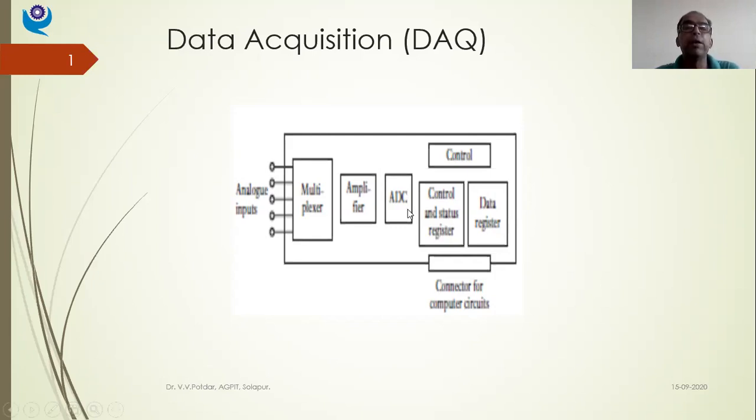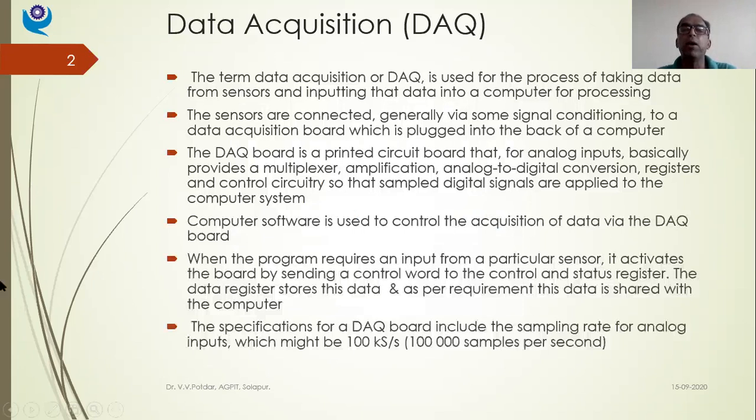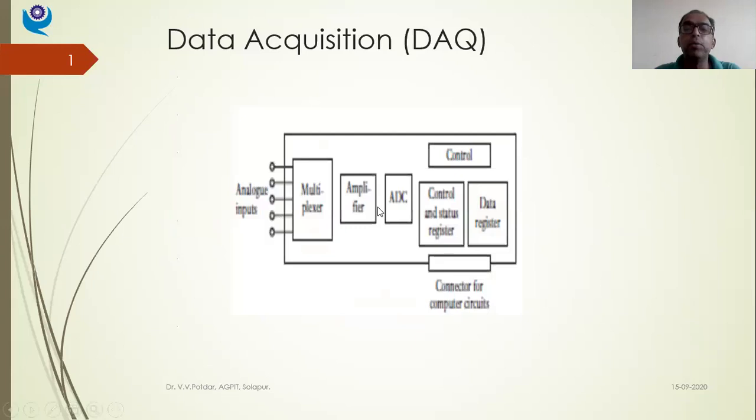So let us see, the term data acquisition, or DAQ, is used for the process of taking signals from sensors and inputting that data into a computer for processing. The sensors are connected generally via some signal conditioning to a data acquisition board. What are these? These are the signal conditioning devices. Those are not directly given to the computer. So multiplexing, amplification, and ADCs or DACs, as the case may be.